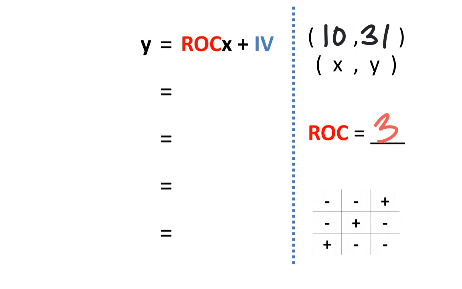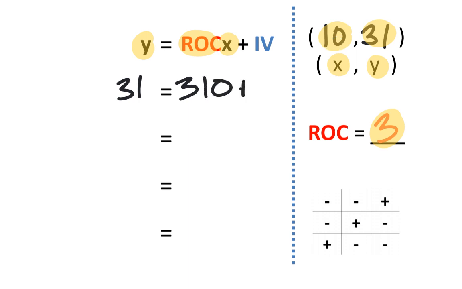At this point, we want to replace some of our variables with their known values. So I'm going to start by replacing y with the number 31. Next, I'm going to replace rate of change with 3. And last, I'm going to replace the variable of x with the number 10. And the initial value stays exactly the same. This looks a little strange. This looks like 310, but there's actually a multiplication sign in between these two numbers.